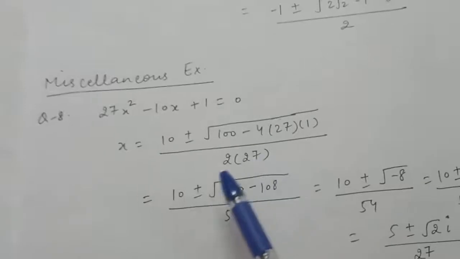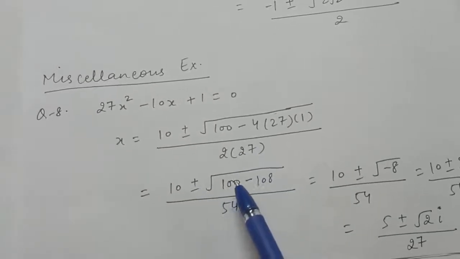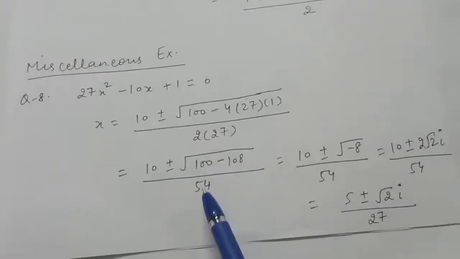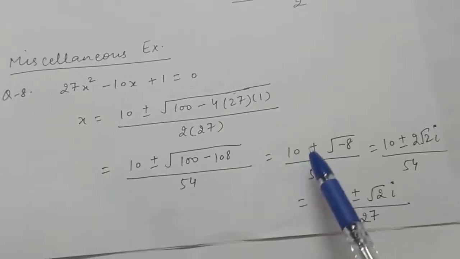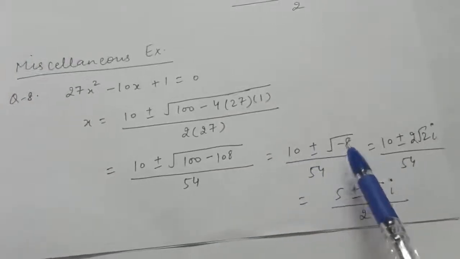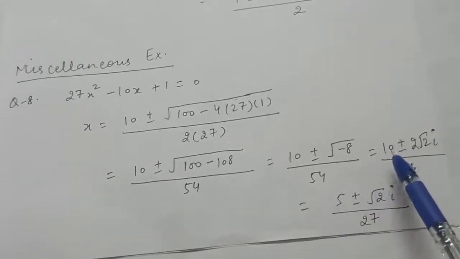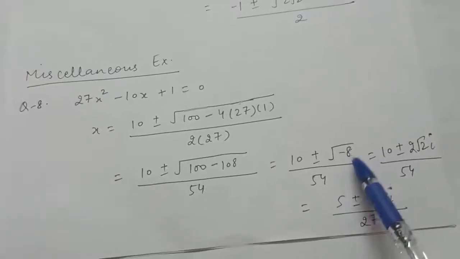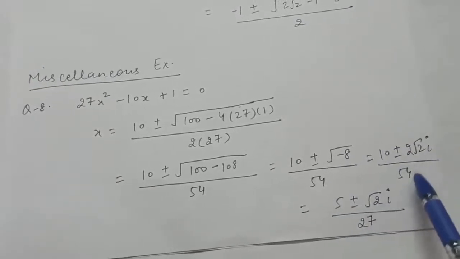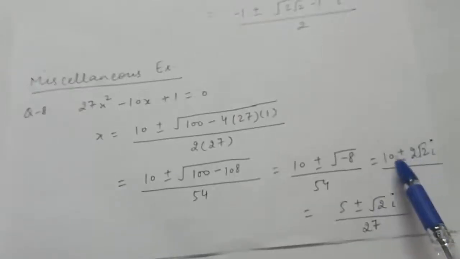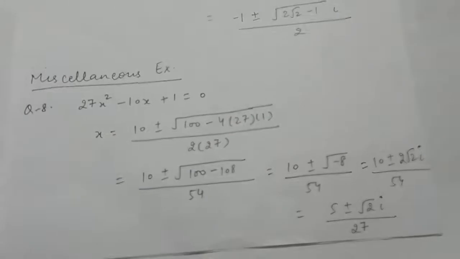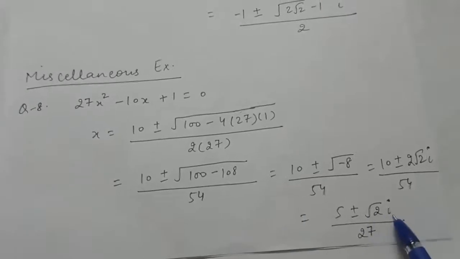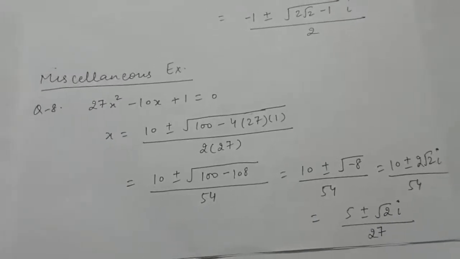So this will become 10 plus minus root 100 minus 108 upon, multiply these two, so 54. Now this is equal to 10 plus minus under root minus 8 upon 54. So 10 plus minus, now this can be written as root 8 iota, right? And root 8 is 2 root 2 iota upon 54. Take out 2 common from the numerator and cancel out with the denominator. So you will get 5 plus minus root 2 iota upon 27, right?